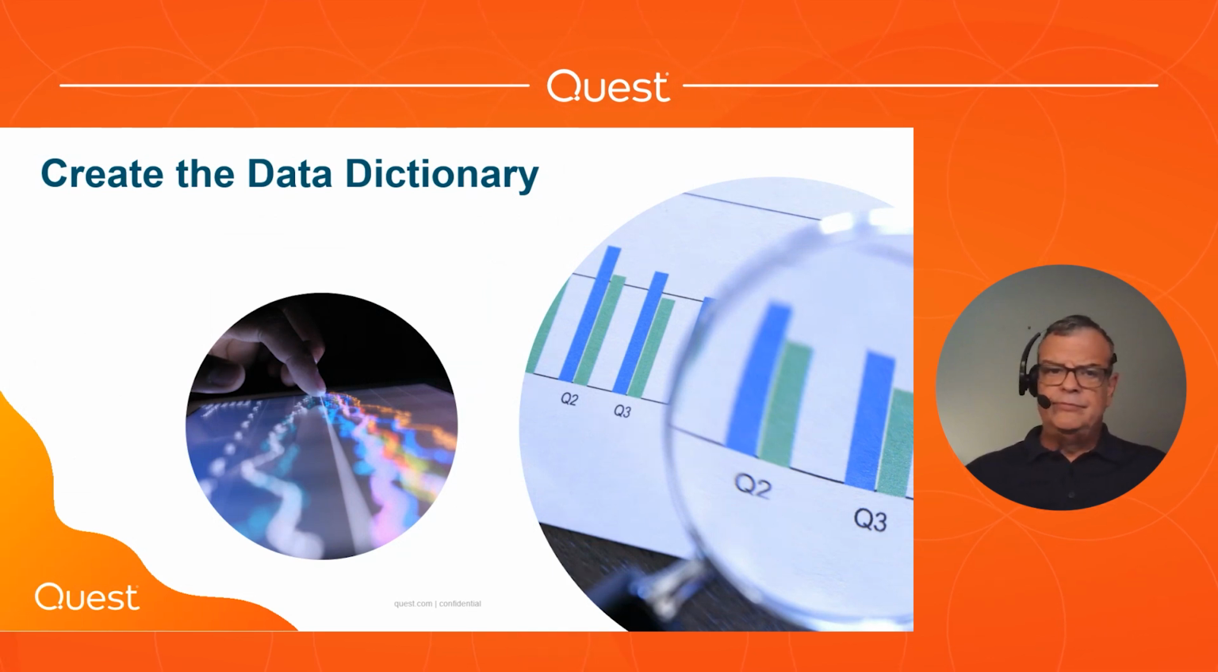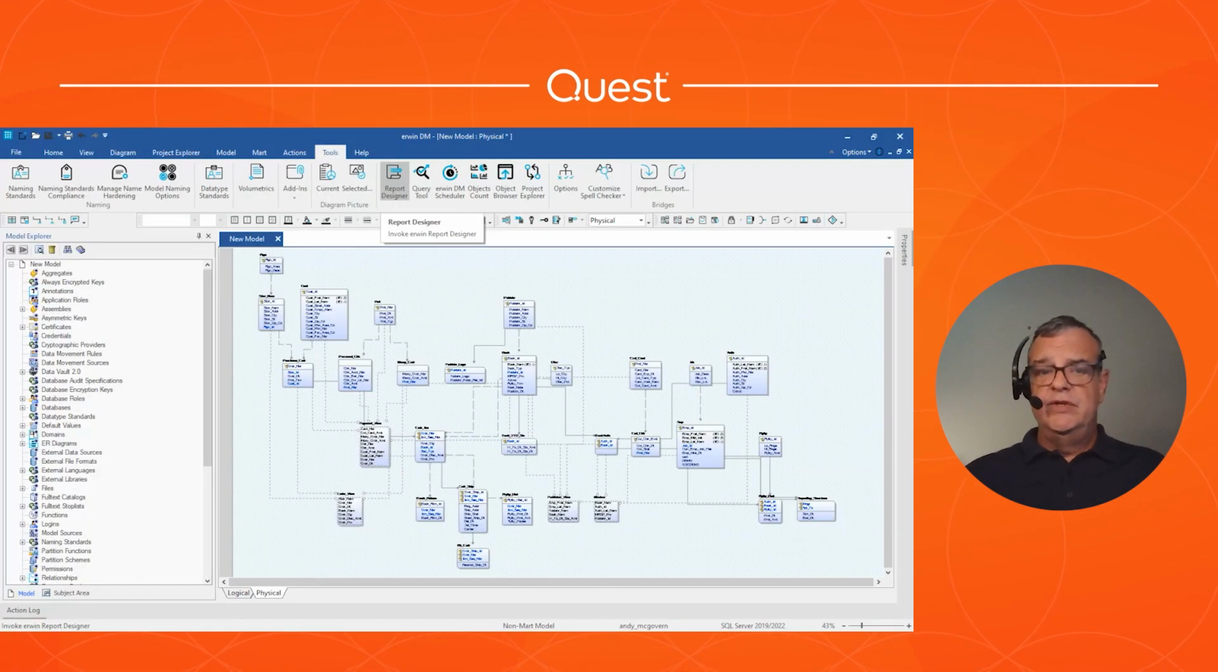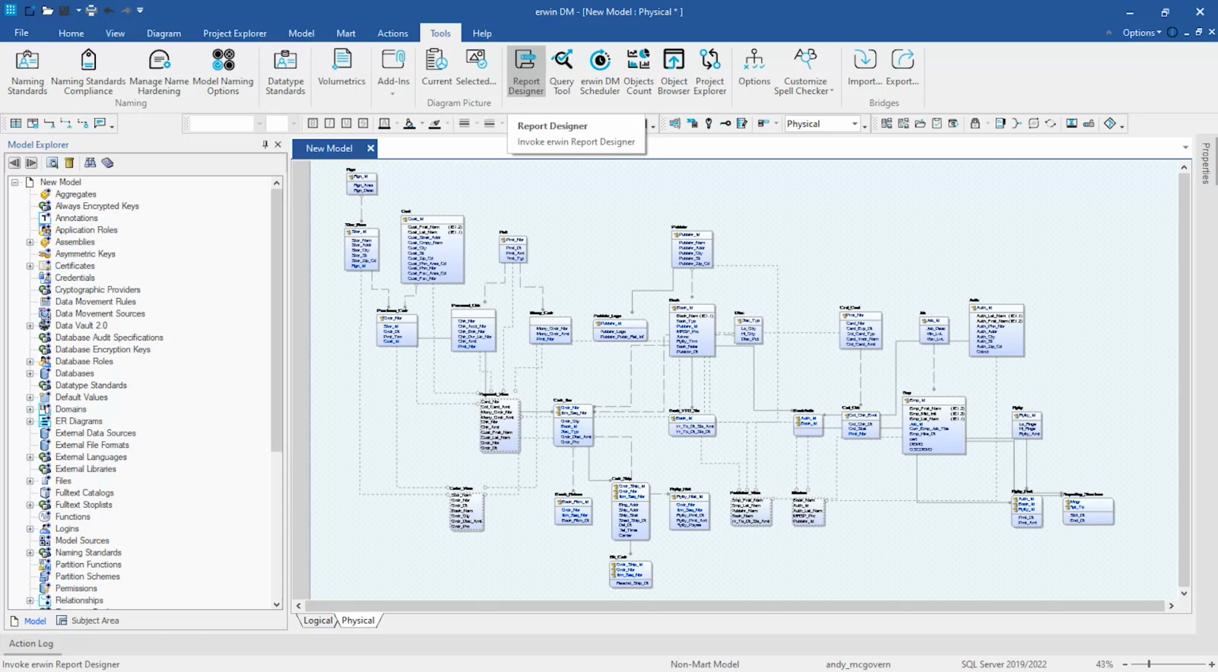All right. Now we're bringing it home. Now we're going to create the data dictionary. We have logical and physical components. We have sensitive data flagged. We have user-defined properties. We're ready to get this out to the masses. So we're going to take a look at how to do that directly in the Data Modeler Standard Edition by using the Report Designer.